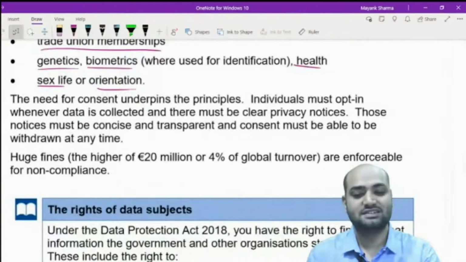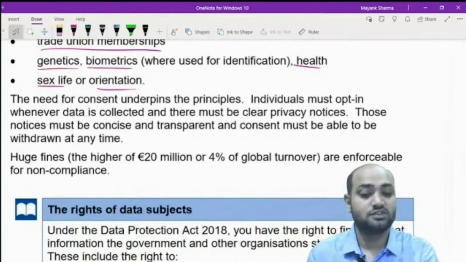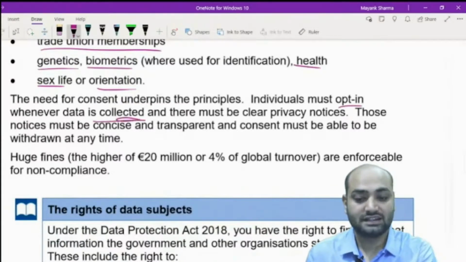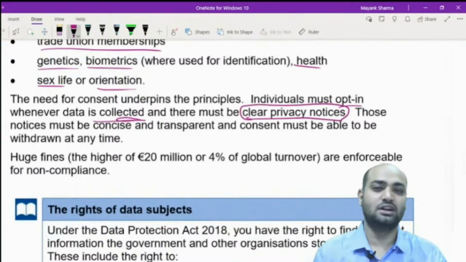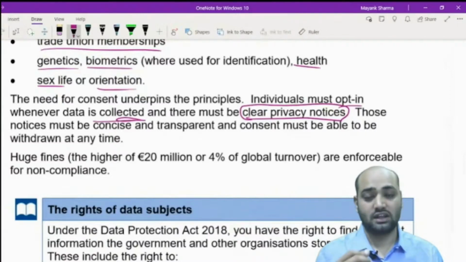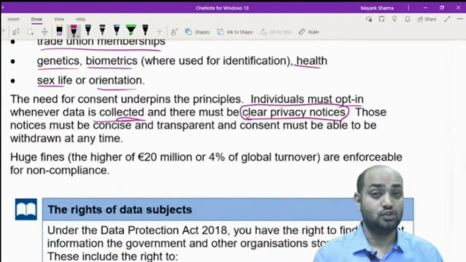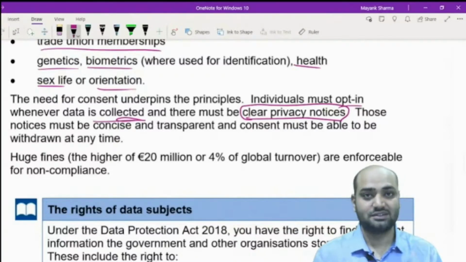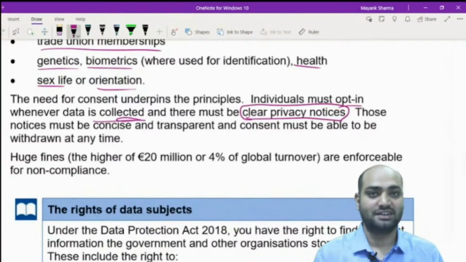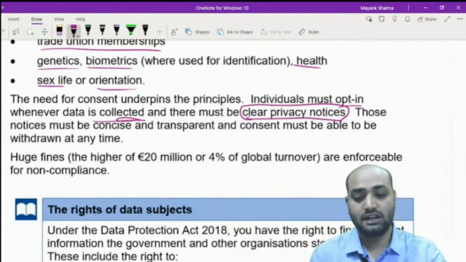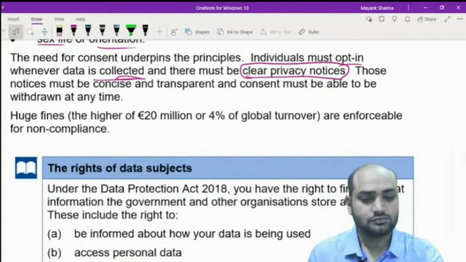The need for consent underpins the principle. Individuals must opt in whenever data is collected, and there must be clear privacy notices. So this all comes whenever you are using any website or any form or any email or anything else, right? And a new app also. So generally we get these clear privacy notices, terms and conditions which we agree to without reading generally. But that is a way of receiving consent for the businesses while they are collecting any information or any data relating to any customer or user.